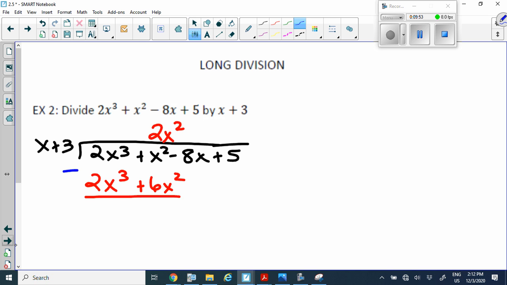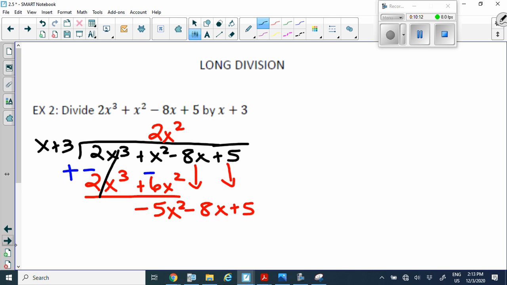We're going to do some vertical addition. So I subtract, but change it to addition. What happens to our first term? That should cancel out. And now I'm left with negative 5x squared. Bring everything else down. So minus 8x plus 5.